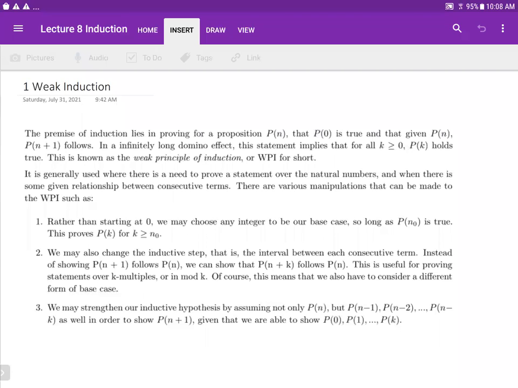We can also change the inductive step. So instead of saying consecutive in the sense that it's n plus 1, we can show that p of n plus k follows. But that means that for the base case, we have to account for everything from 0 to k minus 1, or 1 through k, depending on when you start. And this is useful for proving statements over multiples of k.